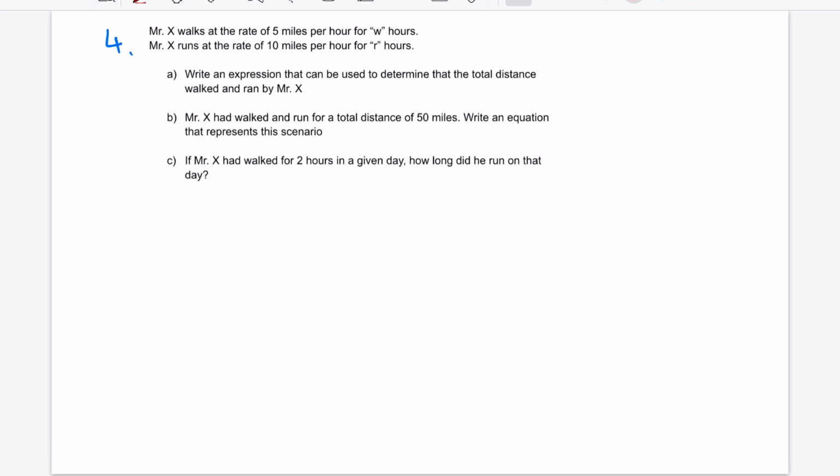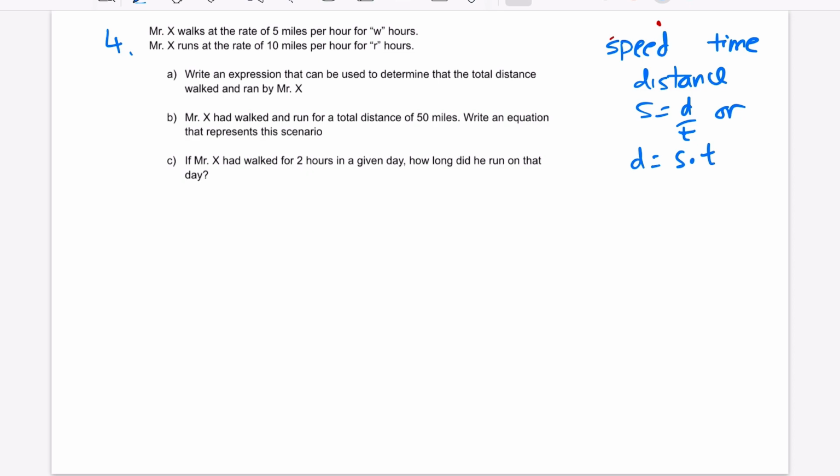Mr. X walks at the rate of 5 miles per hour for W hours. He also runs at the rate of 10 miles per hour for R hours. When they say miles per hour, they're talking about speed, and hours is time. So clearly when speed and time are involved, distance is also involved, because speed is distance over time, or distance is speed times time when you rearrange the variables here.